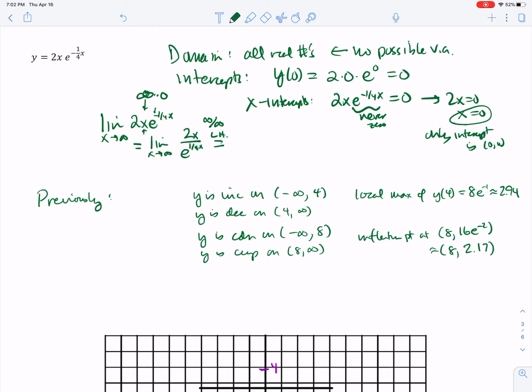So by L'Hopital's rule, I take the derivative of the numerator, derivative of the denominator, and now this is going toward 2 over a very big number. And so I get 0. So y equals 0 is a horizontal asymptote.